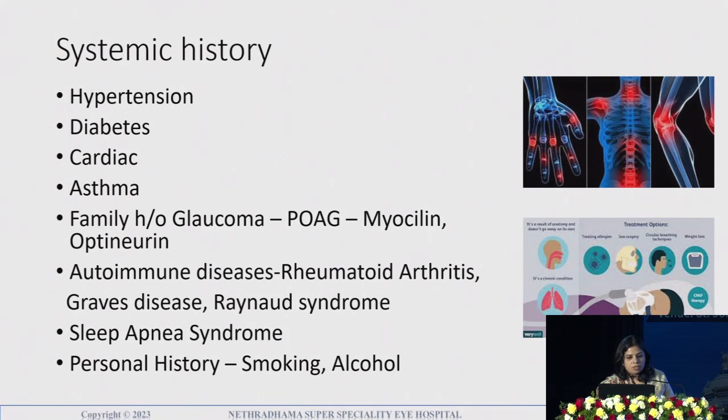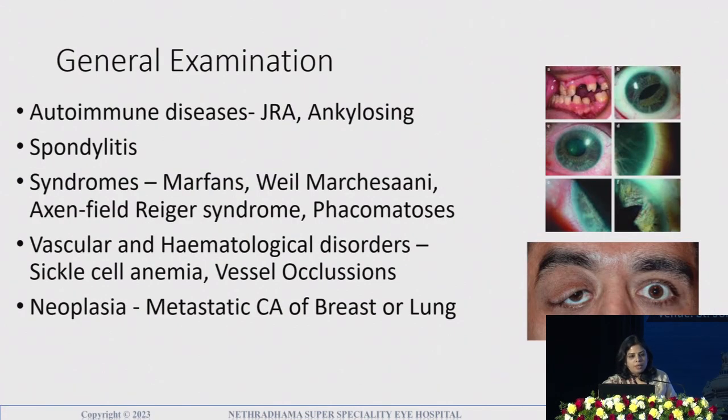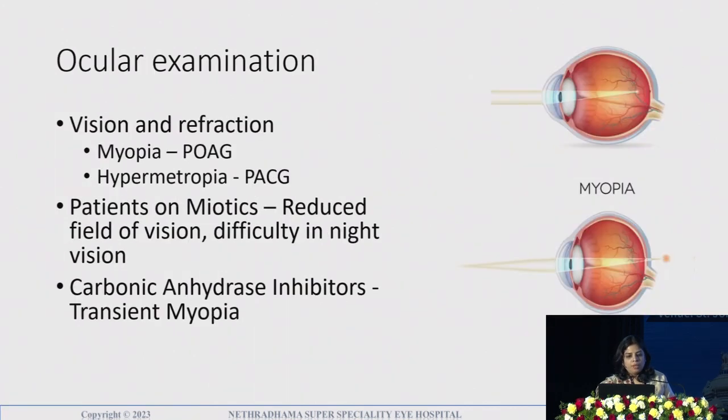Coming to systemic history, it is important to ask for history of hypertension, diabetes. Family history of glaucoma is important. Rule out autoimmune diseases. Recent studies have also said that sleep apnea syndrome causes open angle glaucoma. Ask for history of smoking and alcohol. General examination of the patient is important to rule out autoimmune diseases, also for syndromes like Marfan's, Weill-Marchesani syndrome as well as phacomatoses.